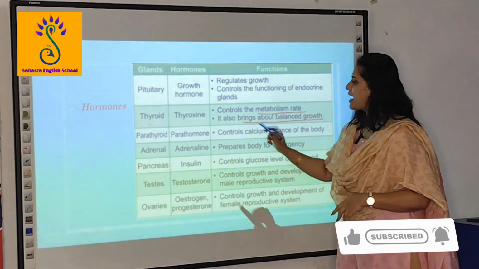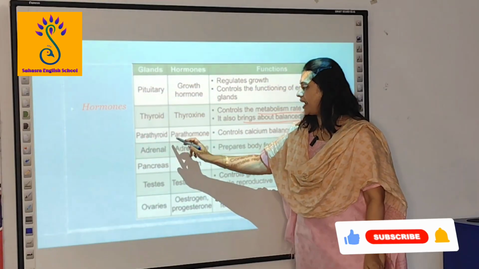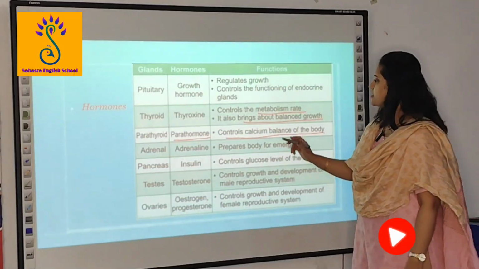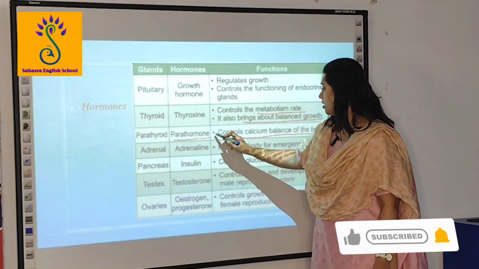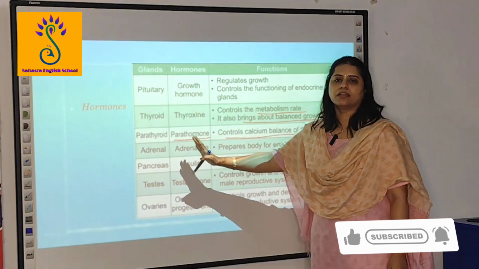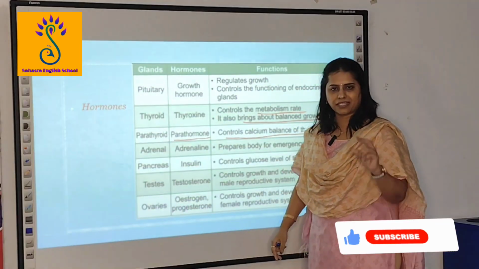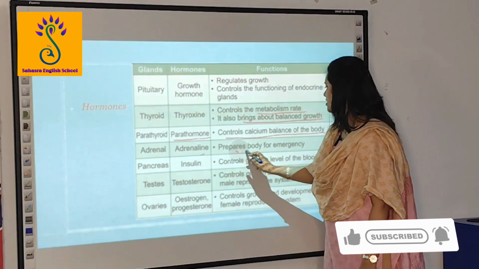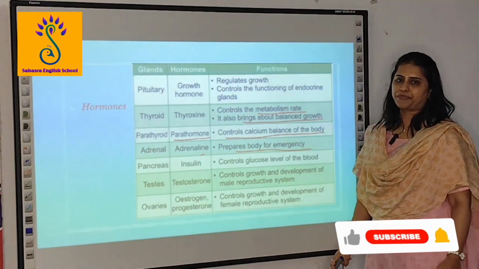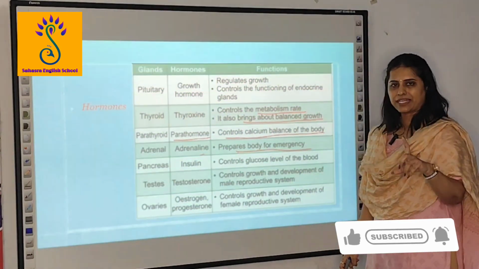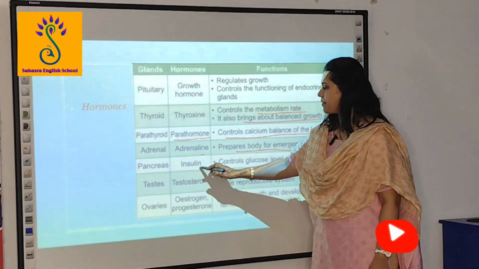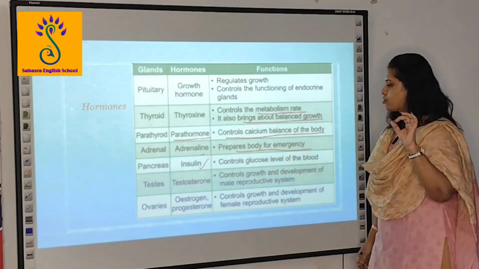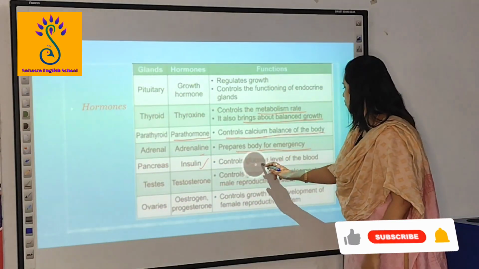Okay, the parathyroid gland, parathormone, it controls the calcium balance of the body. This is important. It controls the calcium balance of the body. The adrenal gland is present on the kidneys, isn't it? Adrenaline prepares the body for emergency. This is called the fight or flight hormone. Okay. Pancreas, the islets of Langerhans, they release insulin. It controls the glucose level of the body.